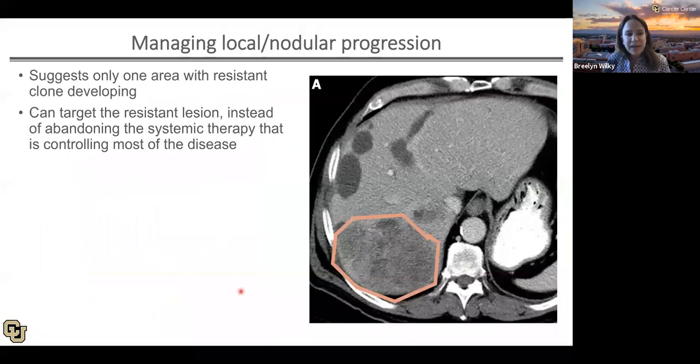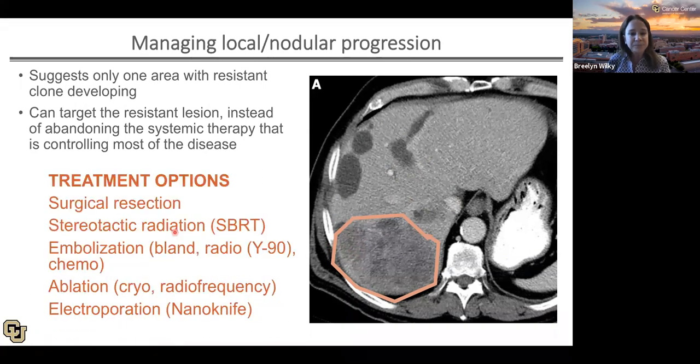So we'll come back to that in a little bit, but for local or nodular progression, presumably this area may have evolved one of these resistance mutations, but everything else is pretty much still remaining sensitive. So the goal, as I mentioned, is to target this lesion and leave the rest of it alone. So keep Gleevec on board, keep the rest of the disease under control, and then come up with something to do for this resistant clone here.